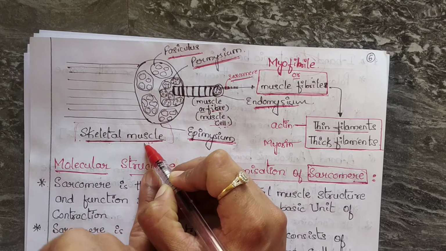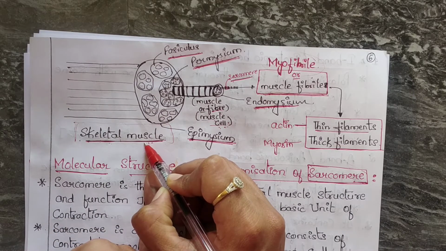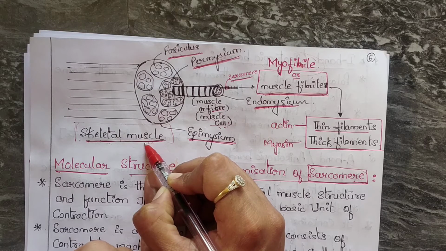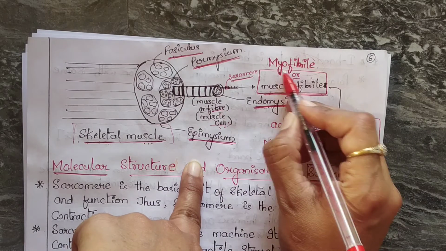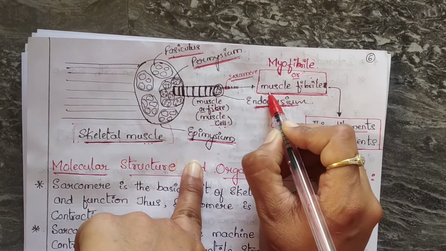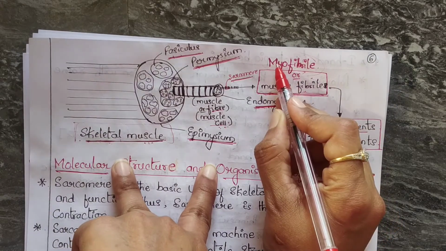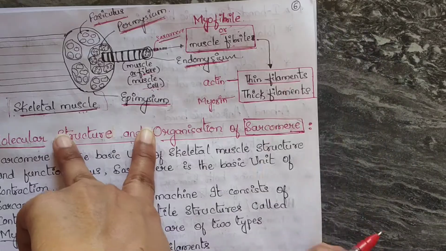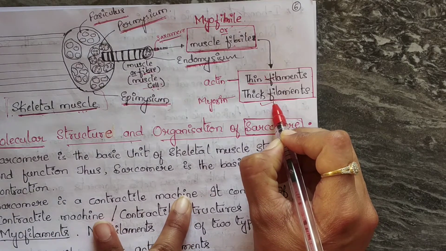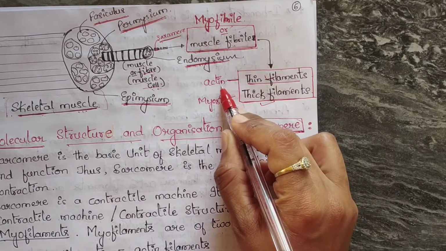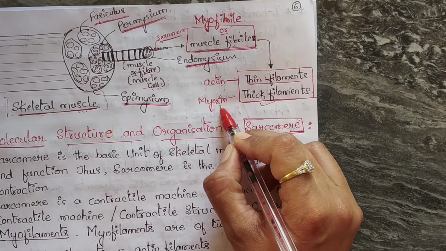Let us know which part we are going to study in this video lecture. Here, the muscle fiber consists of myofibrils, which are also called muscle fibrils. This myofibril consists of thin filaments and thick filaments. Thin filaments are called actin filaments, and thick filaments are called myosin filaments.